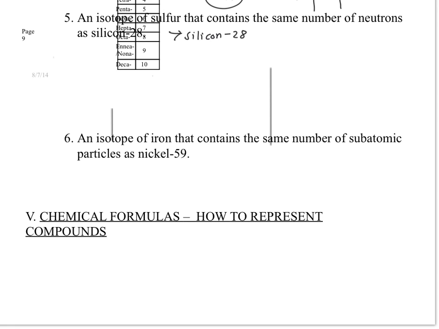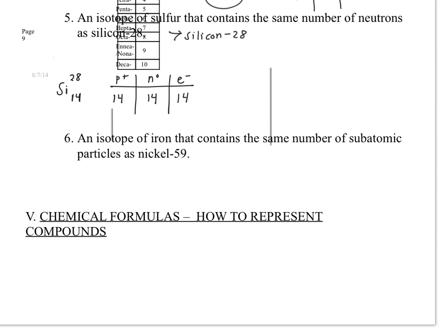In problem 5, we are to find an isotope of sulfur that contains the same number of neutrons as silicon 28. Let's go ahead and draw a table for silicon 28. Remember, if we go to the periodic table, it has atomic number of 14. And number of protons for silicon is 14. Number of electrons is also 14. And if we take 28 minus 14, it's going to have 14 neutrons.